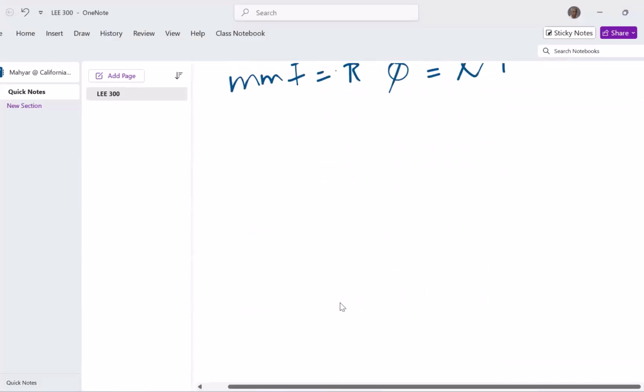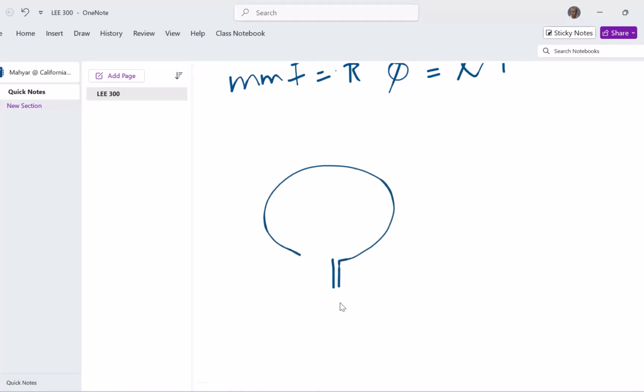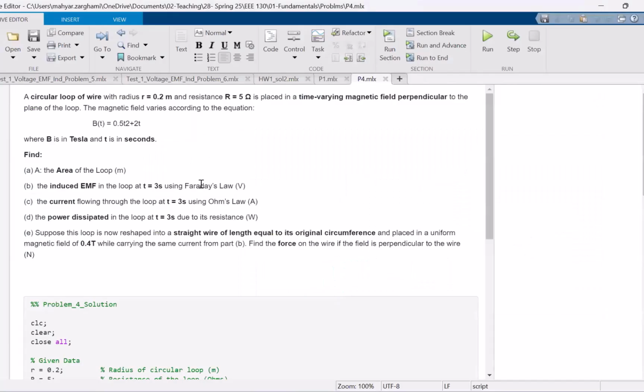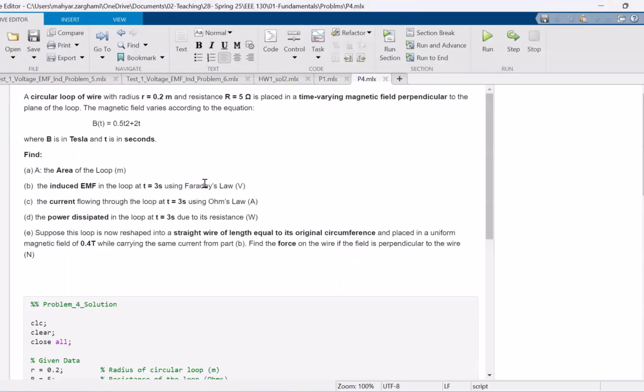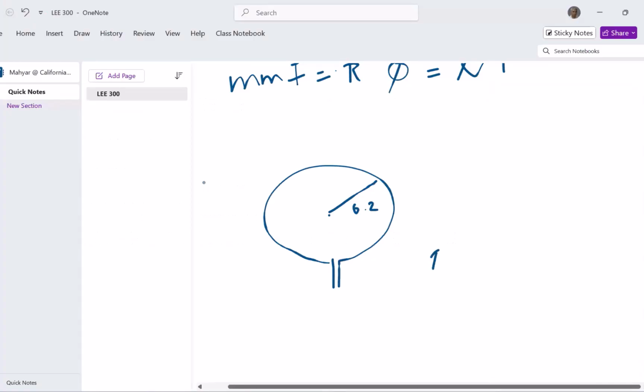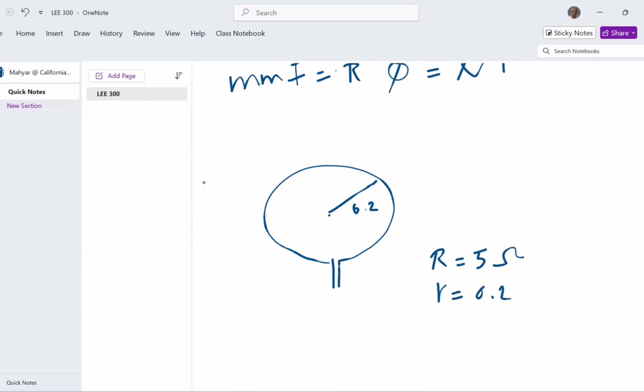this. If you have a circular loop like this with a certain radius. So in this problem, it's 2 meters and a certain resistance. So R would be 5 ohms. The radius is 0.2 meters. So this is the plane of the loop.